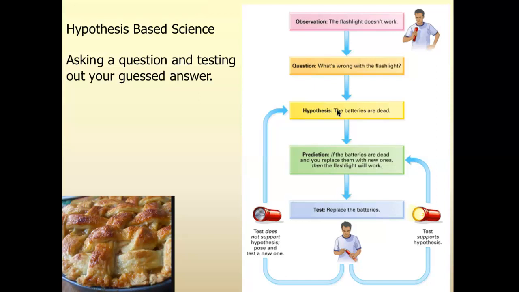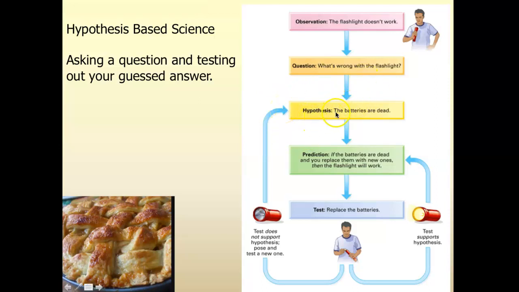You could hypothesize that the flashlight's not working because somebody put a spell on you, or that aliens came down and zapped anything that uses batteries in your house. Those are also guessed answers as to why your flashlight's not working, but they're not grounded in something that can be tested, right? So we need to be able to test using the real world, real physical objects, and the laws of physics that exist to test your hypothesis.